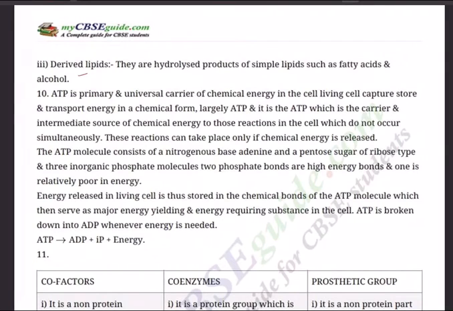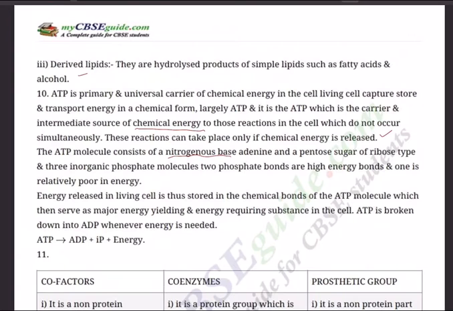Question number 10. ATP, adenosine triphosphate, is the primary and universal carrier of chemical energy in the cell. Living cells capture, store and transport energy in a chemical form, largely ATP. It is the ATP which is the carrier and intermediate source of chemical energy to those reactions in the cell which do not occur simultaneously. These reactions can take place only if chemical energy is released.